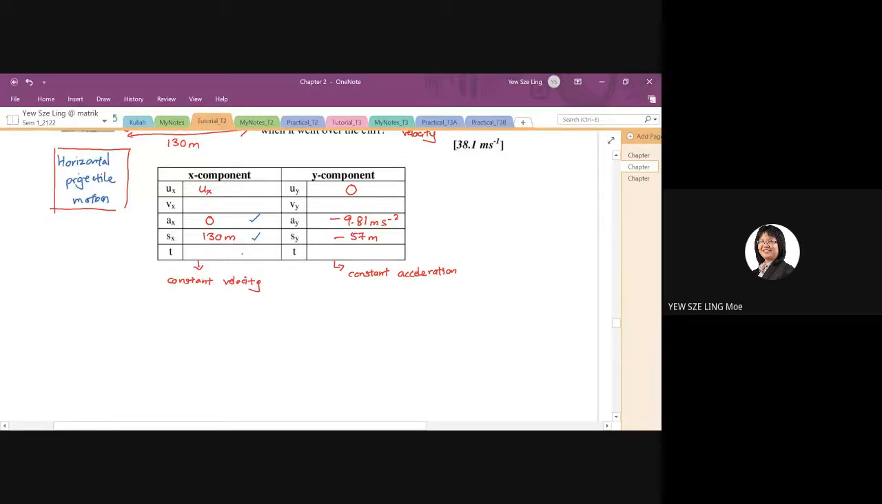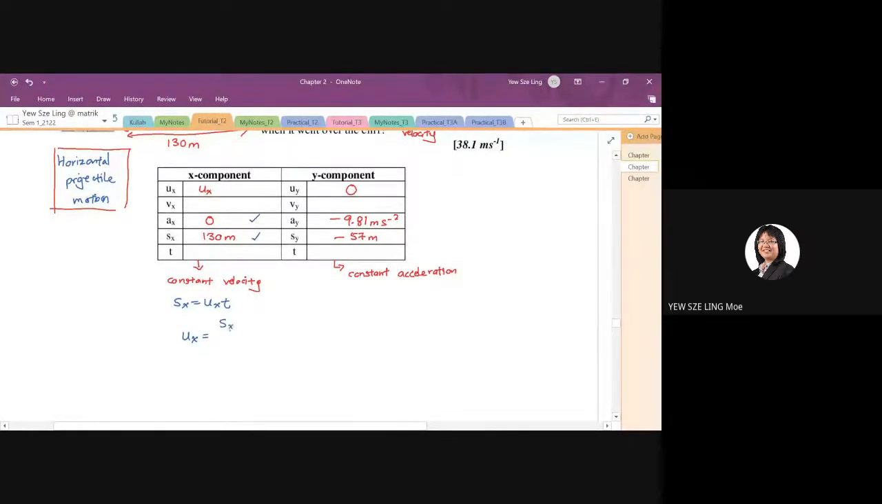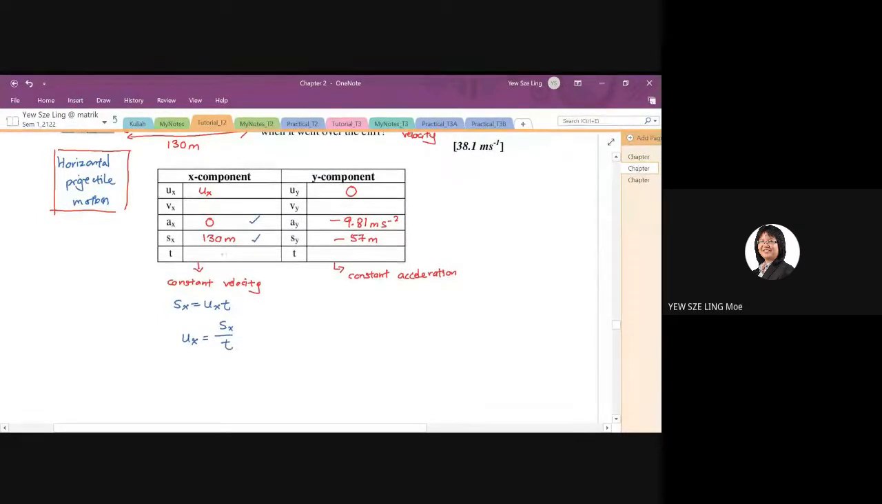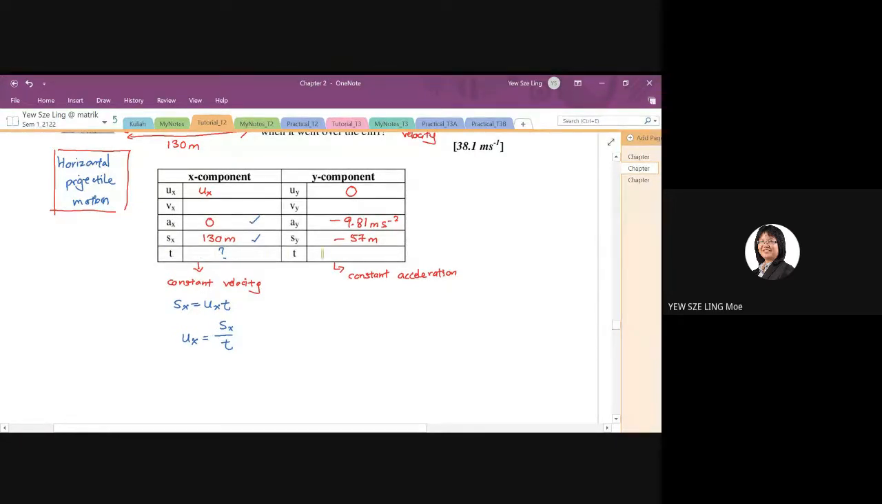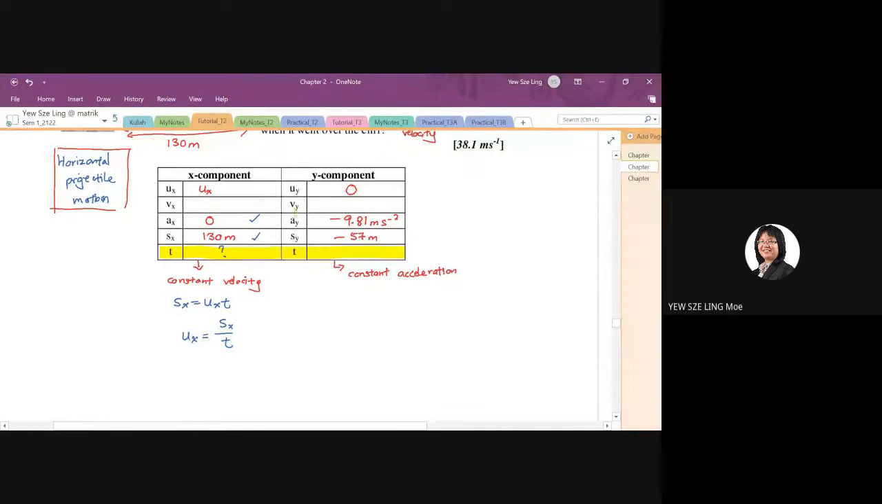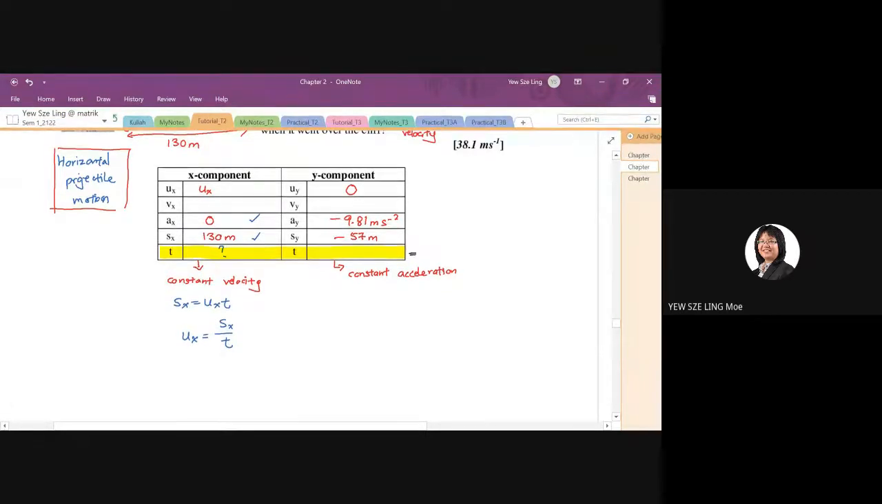If you recall what I told you in our lecture, for the x component we actually have only one equation, which is Sx equals uxt. So in order to calculate ux, you need Sx, which we have, and you need time, but we don't have time. Time is an unknown. What can we do? In a projectile motion, u, v, a, and s are all vectors. The only non-vector is time, which means time can be shared between the y component and the x component. It is a scalar quantity.